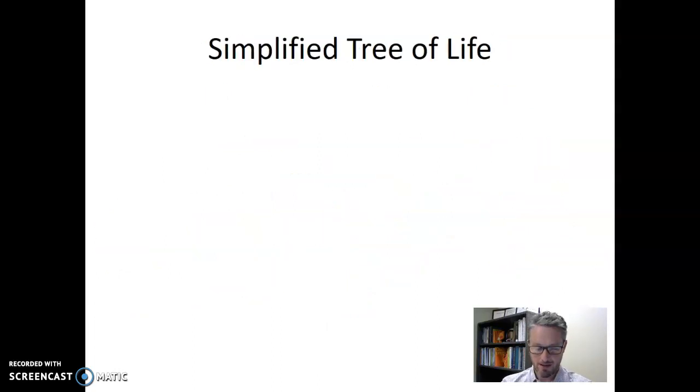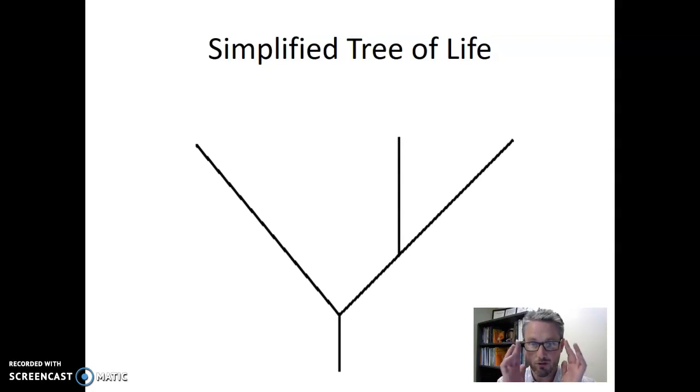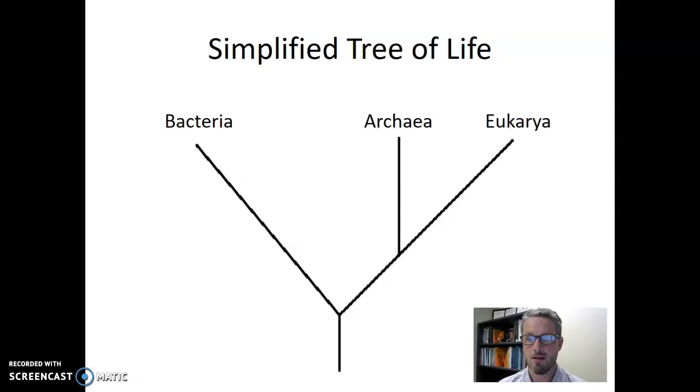So I'm going to simplify that tree. And I'm just going to draw it like this with three simple branches. So we'll start at the bottom, the first living thing on Earth, and we'll go up the branches to these three domains that exist around us today. And again, those domains are the bacteria, the archaea, and the eukarya.